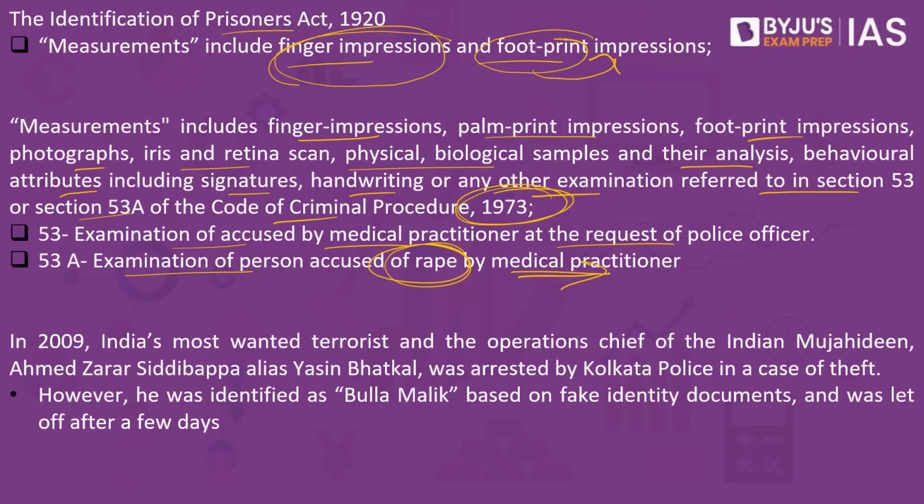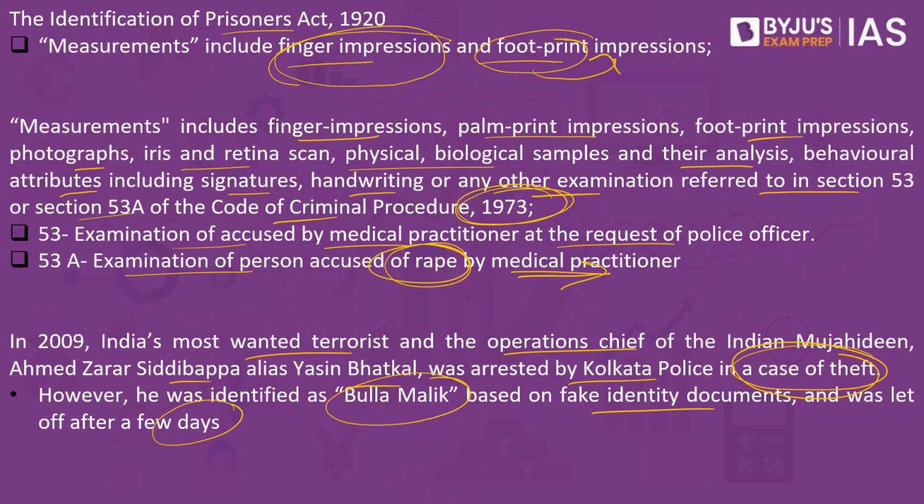The other part is, let me give you an example. Back in the year 2009, India's most wanted terrorist and the operations chief of Indian Mujahideen, Ahmad Zarar Siddibappa alias Yasin Bhatkal, was arrested by the Kolkata police in a case of theft. However, he was identified as Bulla Malik. Why? Based on fake identity documents, and he was let off after a few days. It is the same person who went on to orchestrate a blast in Pune and Mumbai after he was let go by the West Bengal police, and ultimately he was apprehended in Nepal in 2013.